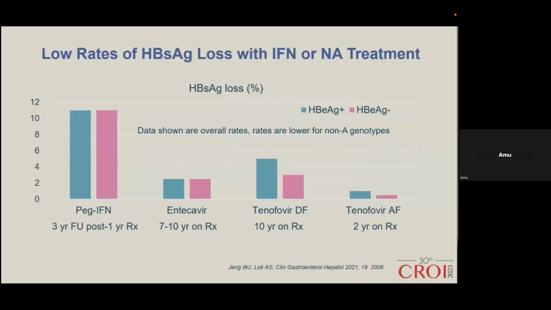So pegylated interferon compared to the nucleoside and nucleotide analog inhibitors results in higher rates of hepatitis B surface antigen loss. Notably, about 8 to 10% of people receiving PEG interferon alpha for 1 year clear hepatitis B surface antigen in follow-up 3 years later. However, even after 10 years of treatment with the nucleoside and nucleotide analog reverse transcriptase inhibitors, only 2 to 3% or less have a loss of hepatitis B surface antigen.